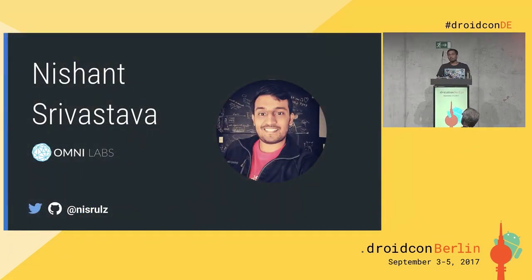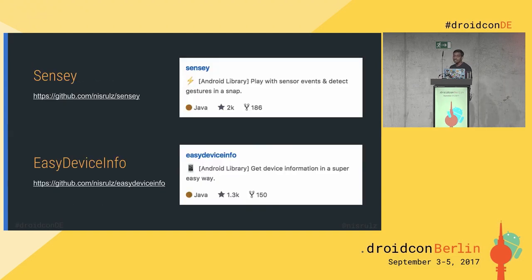While at work and in open source, I've built a lot of libraries, okay? And two of those which I'm really proud of that I've built in open source are Sensey and Easy Device Info. Sensey is a very basic Android library which makes detecting gestures such as a wrist twist, shake detection, tilt or rotation super simple. You just have a particular listener and it tells you that a particular gesture is there. I made this library because it was really something that I wanted to build in the first place.